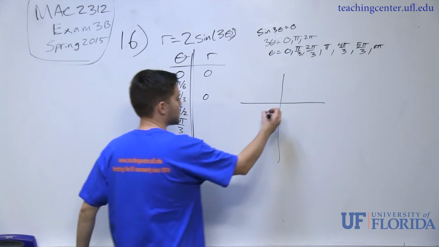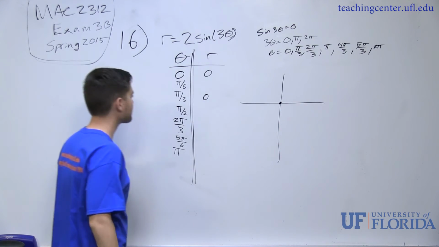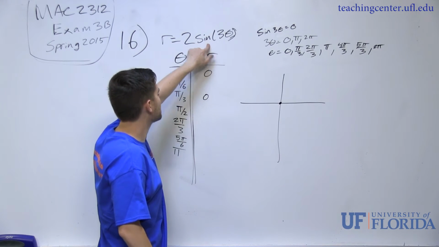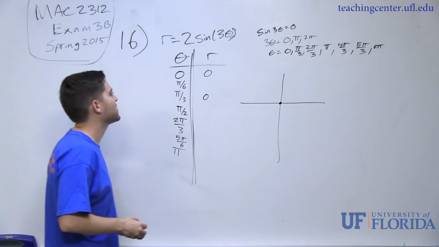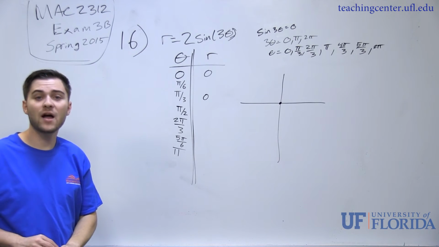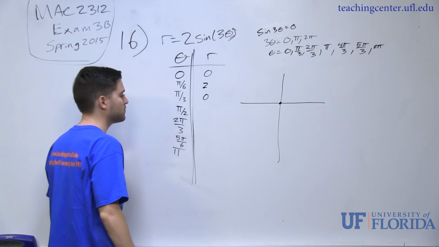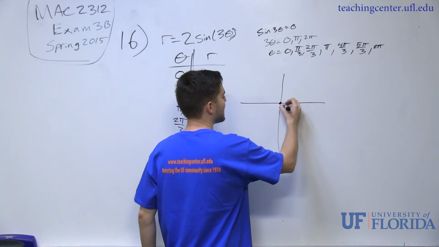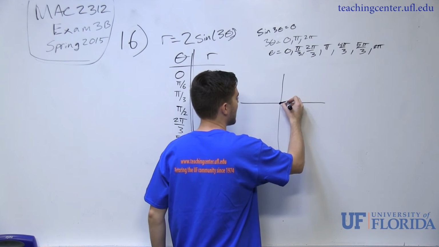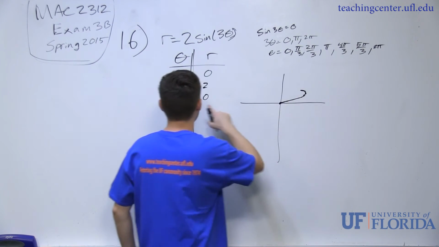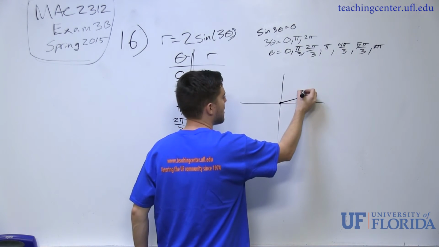So at 0, I know I start with a value of 0. Pi over 6, when I plug that in, I end up getting 2 times sine of 3 times pi over 6. That is 2 times sine of pi over 2. Sine of pi over 2 is 1, so my radius is actually 2 at that point. So that means that at pi over 6, I extend out this way. I hit one of my loops, and then for pi over 3, I actually come back around.